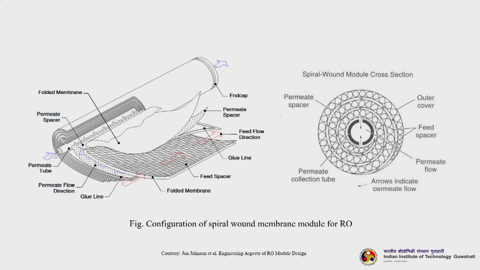Within two A4 size sheets you have a feed spacer. You can see this channeling type of structure. This is your feed spacer. Usually they are made up of stainless steel or some other metal alloys. Then they are wrapped. Once that wrapping is done, you have to attach the permeate spacer. You can see this is a permeate spacer here, and this is the central permeate tube.